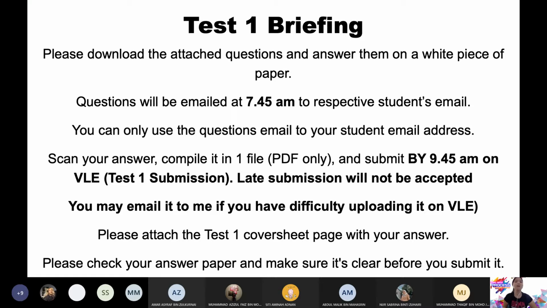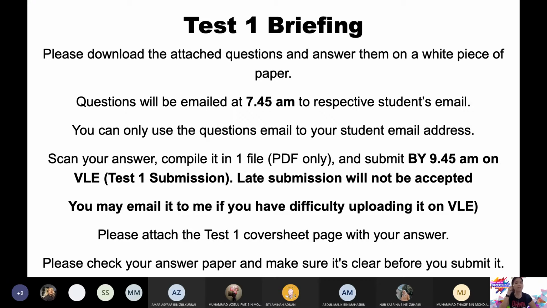Then you answer it on a white piece of paper, an empty blank paper. You will answer it, and then make sure you compile it and convert it into PDF. I would make sure that it's compiled and submitted in one PDF file, with the front page being your submission cover sheet.